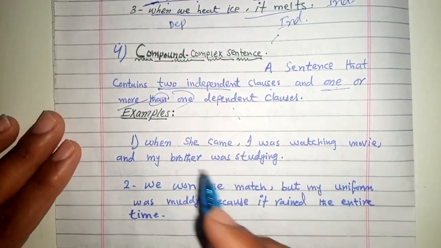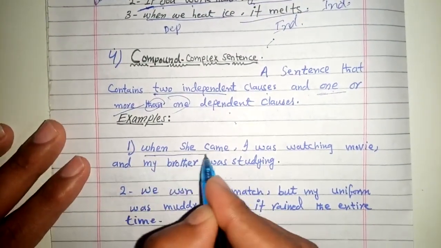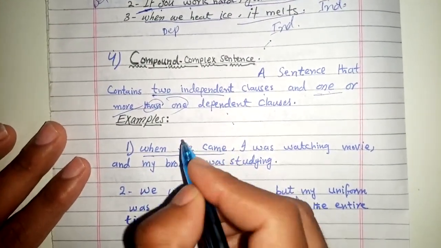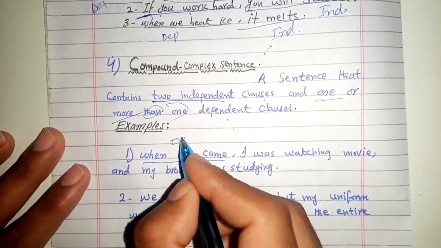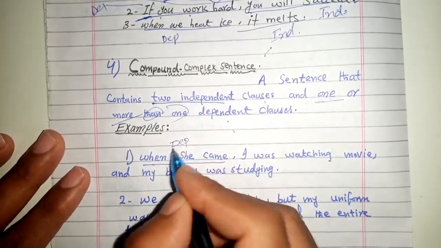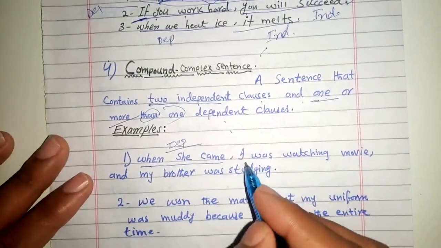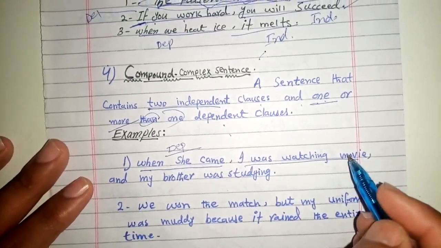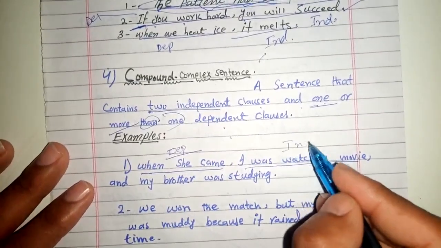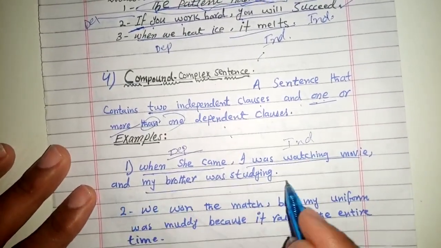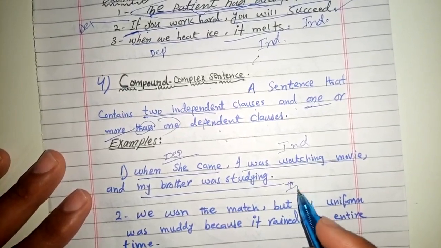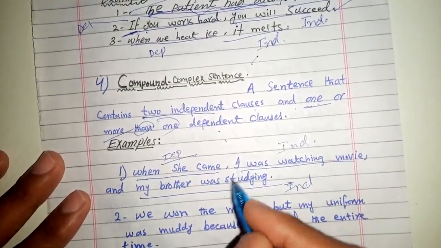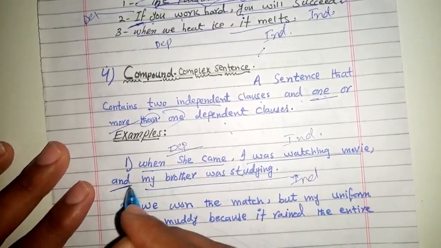So guys, when she came, it's a dependent clause. I was watching a movie, it gives complete sense, so it's independent. And my brother was studying, it's also independent. So these two are independent, which are joined by a coordinating conjunction.